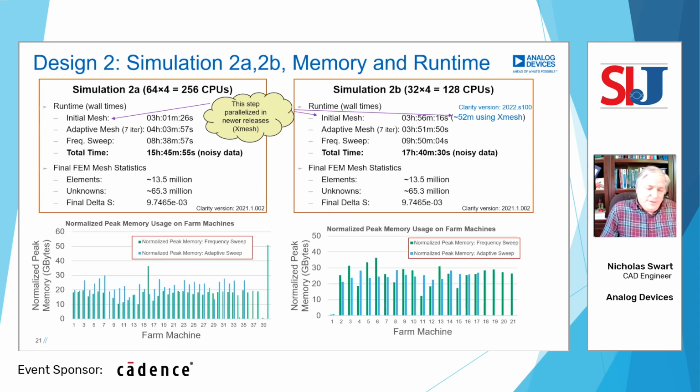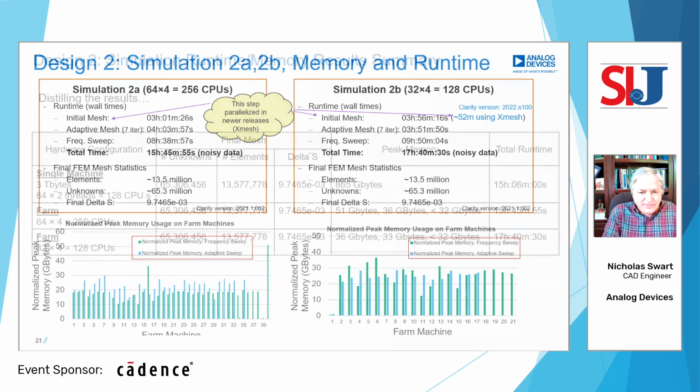Now, of course, if you use the xMesh on the single machine, that time would come down as well. But the point here is that we can now, with just 128 CPUs on a farm, simulate that entire laminate essentially overnight and a bit, I guess you could say. And that really does open up the possibilities of analysis that we wouldn't normally contemplate for a package like that.